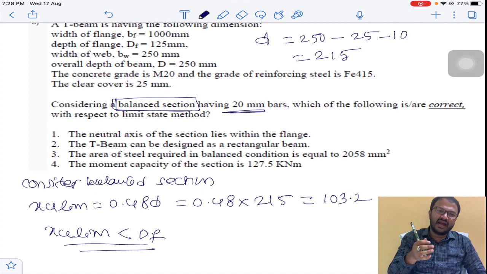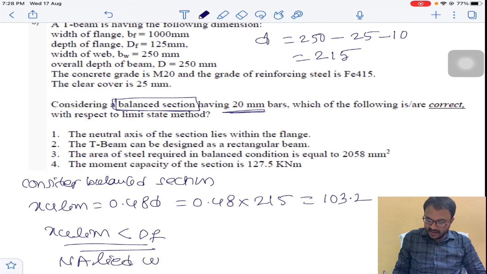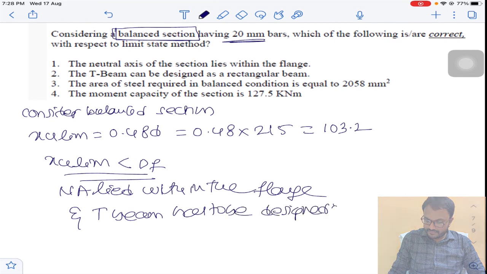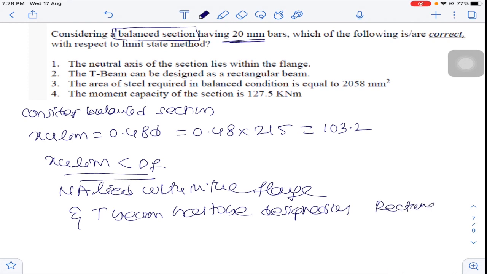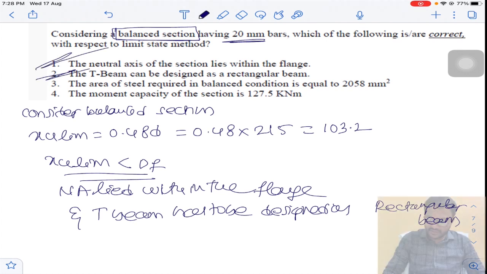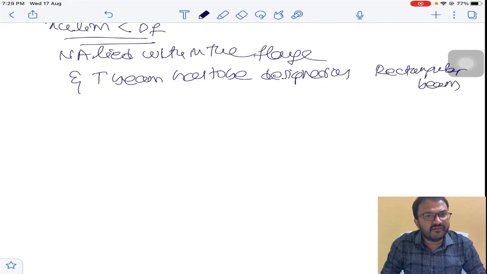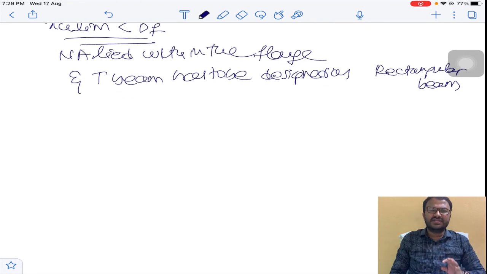Whenever the neutral axis lies within the flange, we need to design the T-beam as a rectangular beam. So neutral axis lies within the flange and the T-beam has to be designed as a rectangular beam. Okay, so statement 1 is correct, statement 2 is also correct. So now what he has asked, for a balanced section both compressive force and tensile force are the same, right?